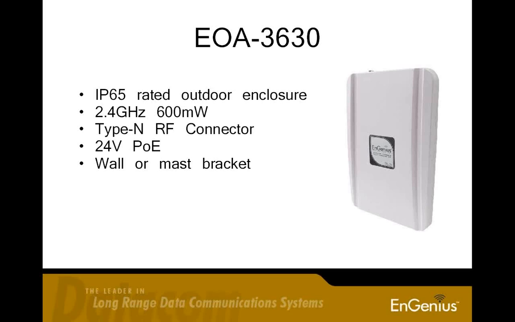The EOA 3630 is basically the outdoor version of the ECB 3500 and is the choice access point for this type of application. It has, just like the EOC 2610 and EOC 5610, an IP65 rated enclosure. It has 600 milliwatt output transmit power. It has a Type N RF connector, comes with a 24 volt PoE power over Ethernet injector, and has a wall or mast mount bracket.